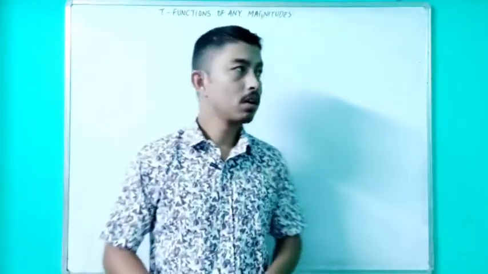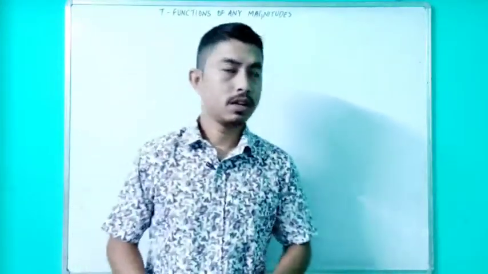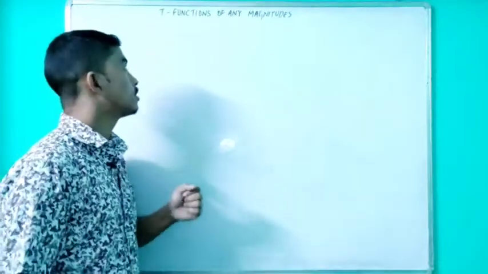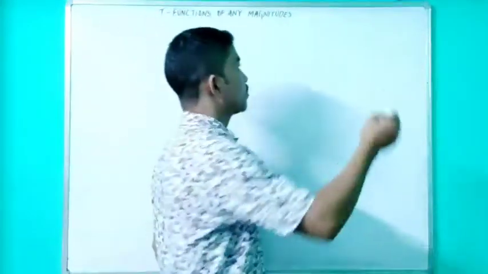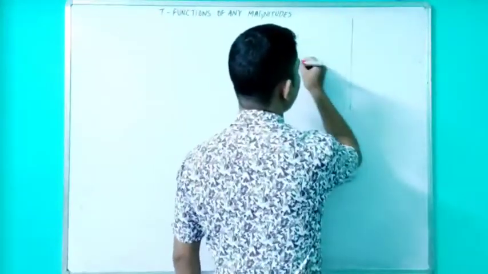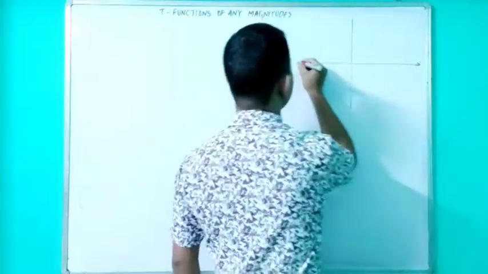Today we will be continuing with the chapter Trigonometry, and in this section we will be learning how to find the trigonometric function of any magnitude. So to begin, let us try to understand the sign convention rule for all the trigonometric ratios.